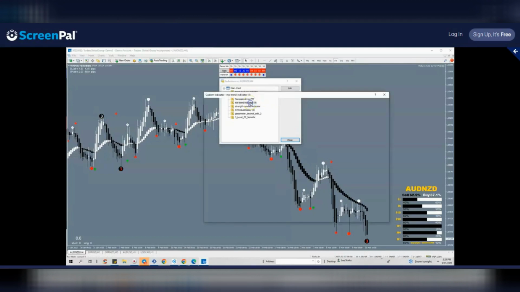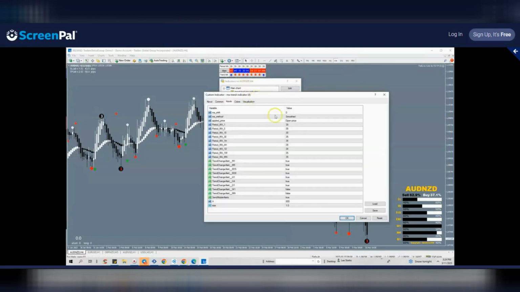MA trend indicator, that's this up here. I leave it at smooth because Trendlord is smoothed. I've got all the time frames from M1 to D1 turned on true.